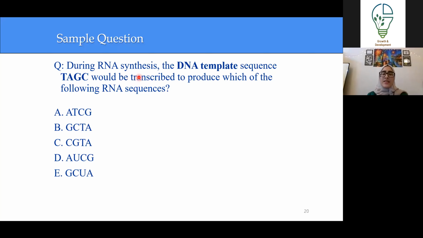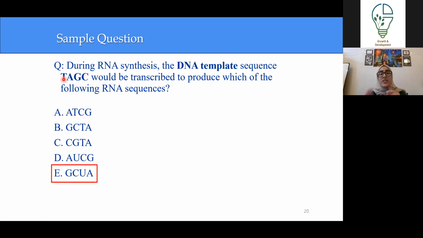So during RNA synthesis, the DNA template sequence, TAGC, would be transcribed to produce which of the following RNA sequences? Do you guys know what the answer might be? A whole bunch of people are saying E, and you guys are correct. Now, why is it E? Because remember, this is written in the 5' to 3' direction. However, when the RNA polymerase reads it, it's going to read it in the 3' to 5' direction. So it's going to read it starting from C. It's going to read it as CGAT.